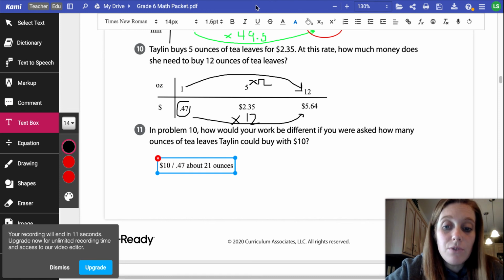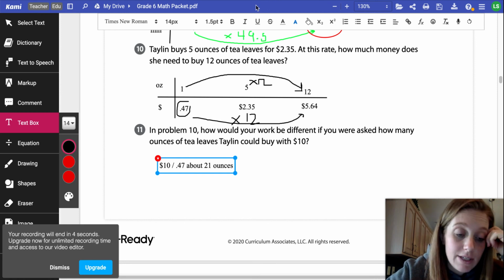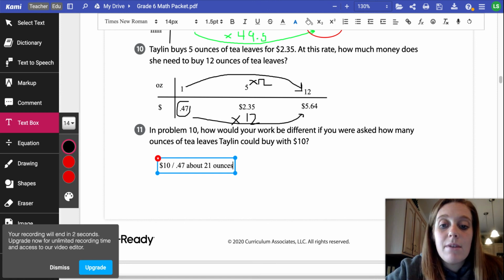So when you do this on a calculator, or if you did this using long division, you get a really long decimal, but it turns out to be about 21 ounces.